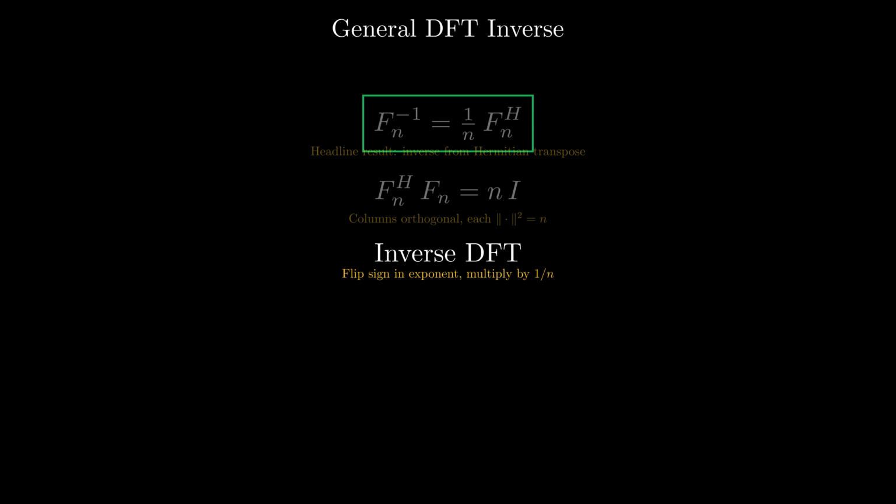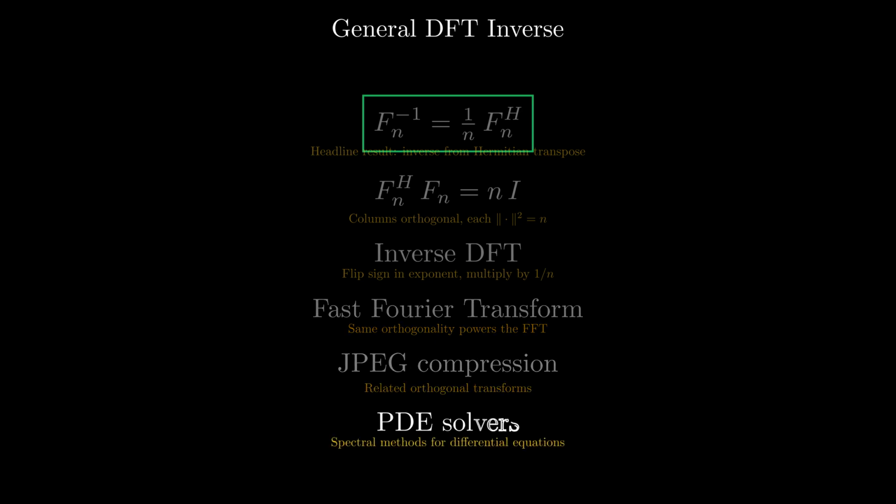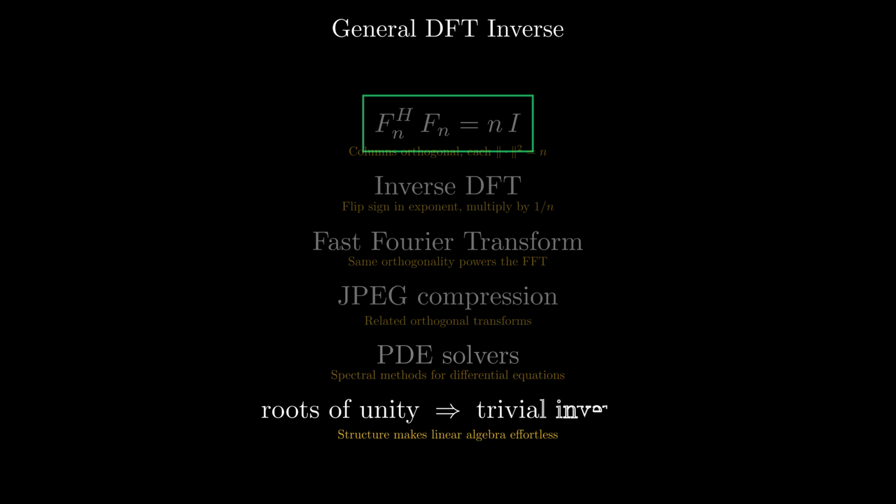The very same orthogonality is what powers the fast Fourier transform, JPEG image compression, and many partial differential equation solvers. When a matrix is built from roots of unity, linear algebra becomes almost effortless.